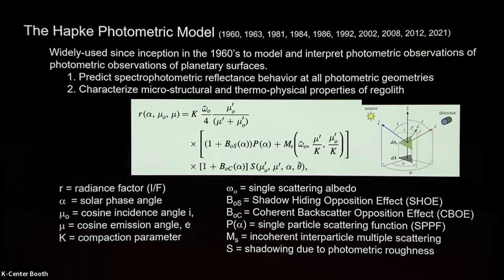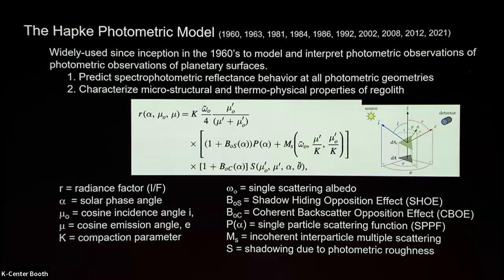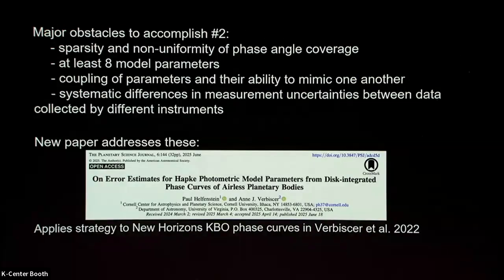So here's where I bore you with the math. This is the Hapke equation. The model is used to predict the spectrophotometric reflectance behavior at all photometric geometries and to characterize the microstructural and thermophysical properties of the regolith. As you can see, there are a lot of parameters involved here. There are major obstacles to accomplishing that second goal.